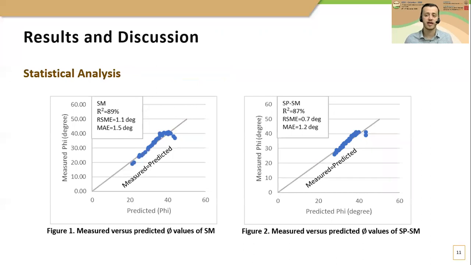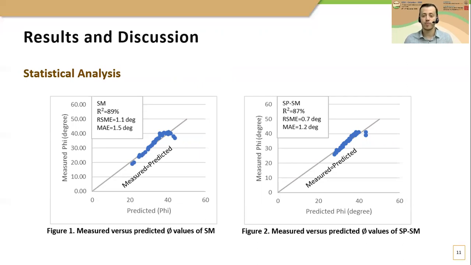So basically, after obtaining the EPR models, I'm coming up with a predicted net allowable bearing capacity table. We had to measure the accuracy of these models, and it happened to be accurate. So here we do have these two graphs. The left graph represents the statistical analysis of the SM material. The coefficient of determination of SM is 89%. The root mean square error is 1.1 degree, and the mean absolute error is 1.5 degree.